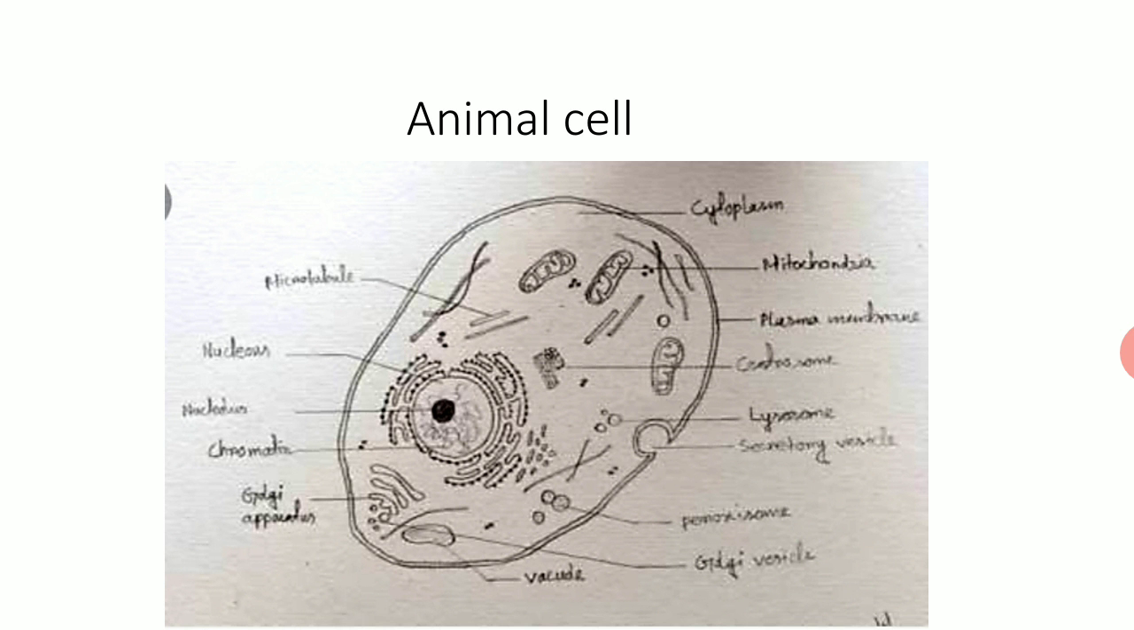The next one is centrosome, and then lysosome, the small patches. And then secretory vesicles, which are for the secretion process. Secretion of any fluids is done by these secretory vesicles. And then peroxisome, Golgi vesicles, and here also the vacuoles are present. Then nucleus and chromatin. All these are important organelles in the animal cell.